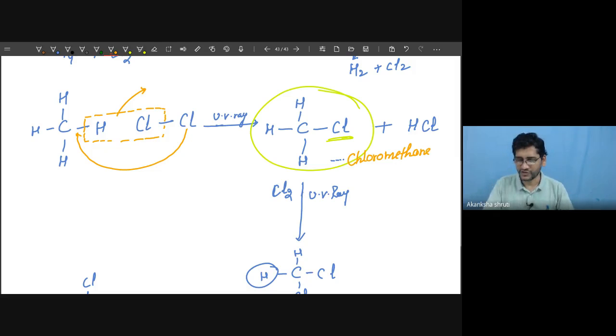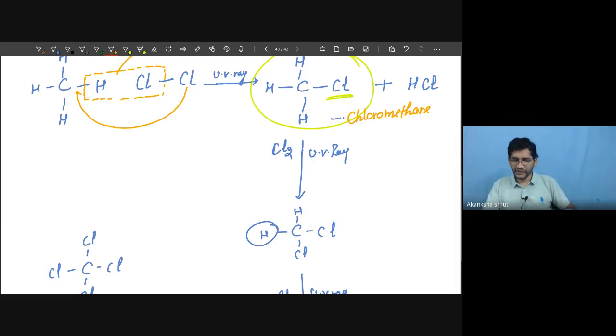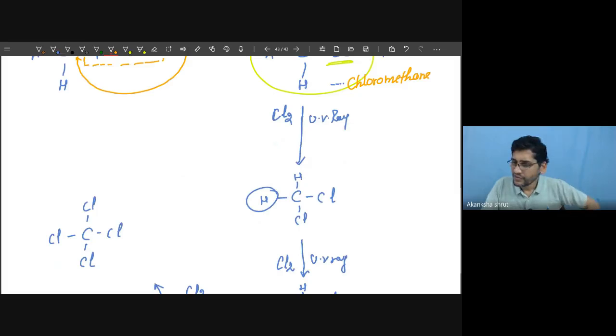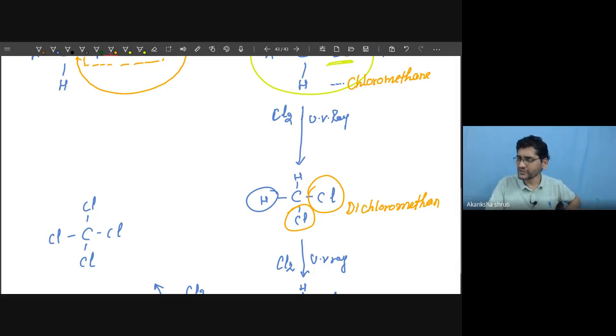It is important, student. Coming to this, what will be the name? Same chloromethane, is it okay? But chlorine is present 2 in number, so the term di is used. Dichloromethane. Okay, student? So these names are important.